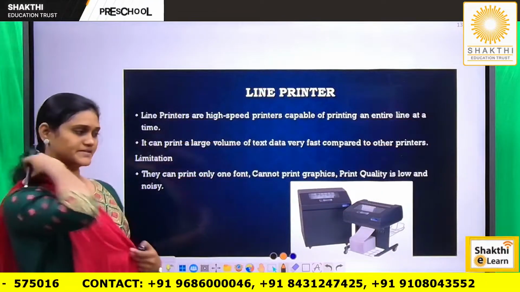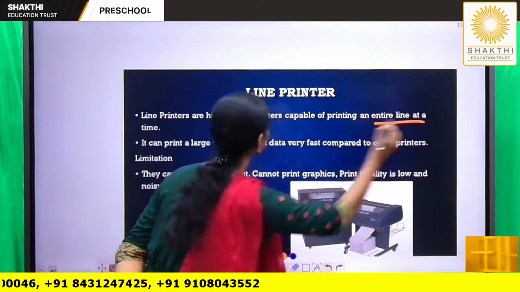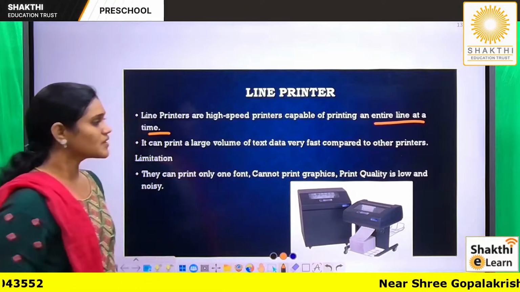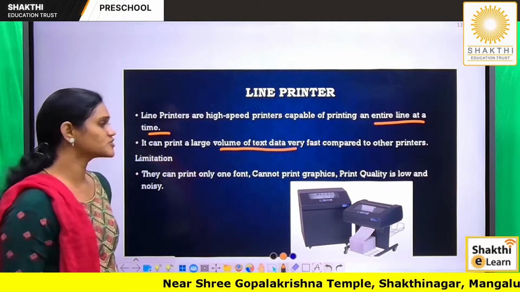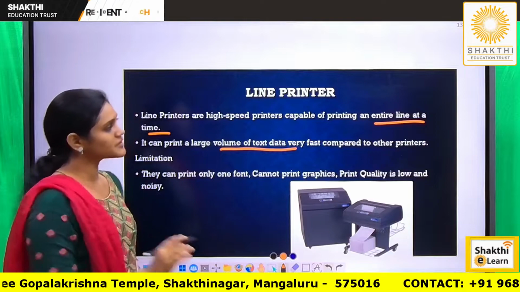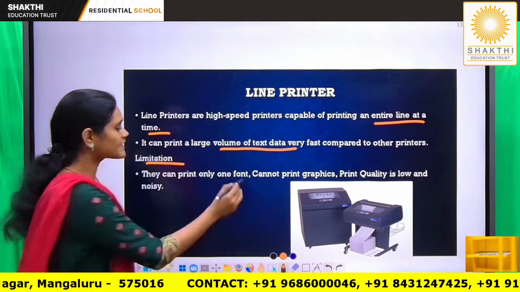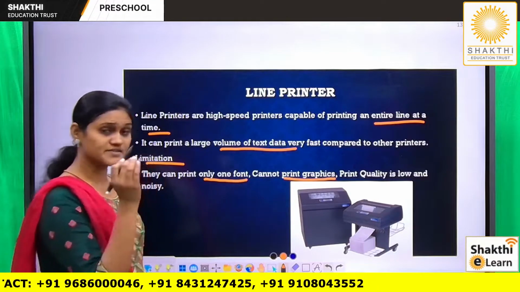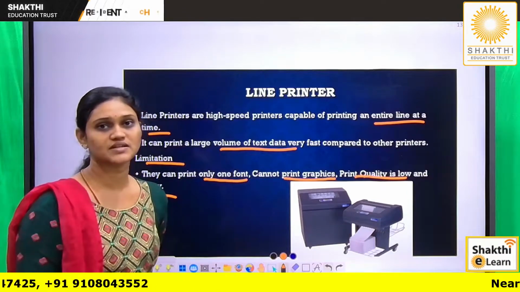First one, line printer. From the name itself, you can understand it will be able to print an entire line at a time. And see the size of the printer too. It was a bit huge in size and it can print a large volume of text data very fast compared to other printers used at that time. Now no one uses line printers. And see the limitations of this printer. It can print only one type of font, it cannot print graphics, and print quality was very low. There was no good quality, plus it is noisy. So it comes under impact printer.